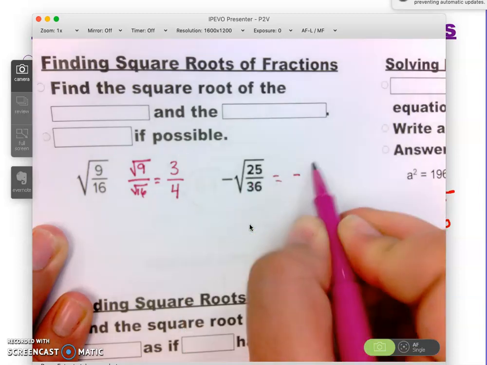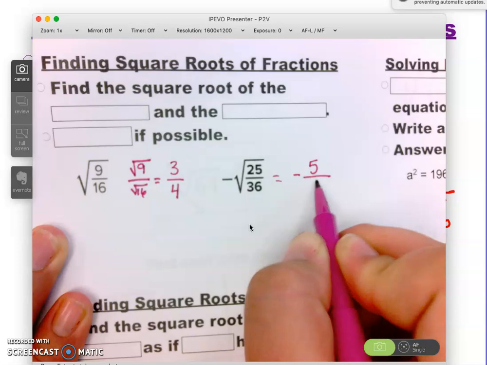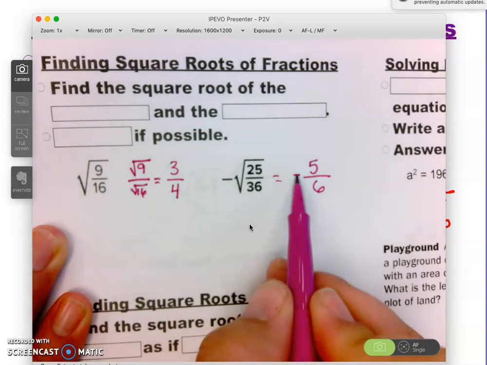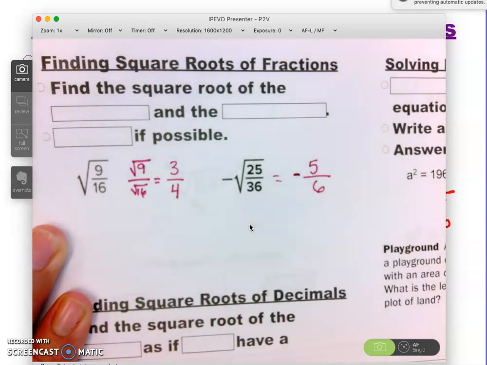Square root of 25 is 5, square root of 36 is 6. And I just have that one negative on the outside there.